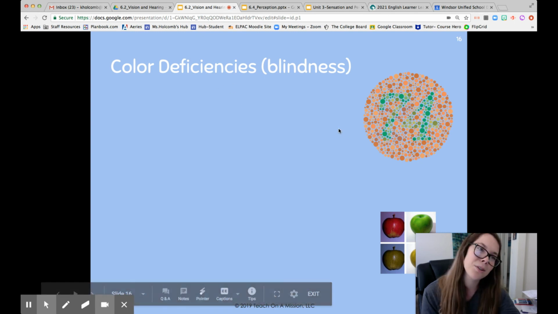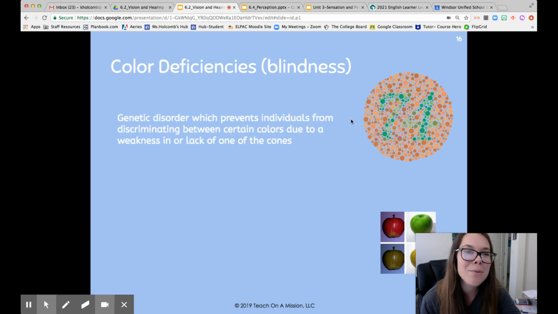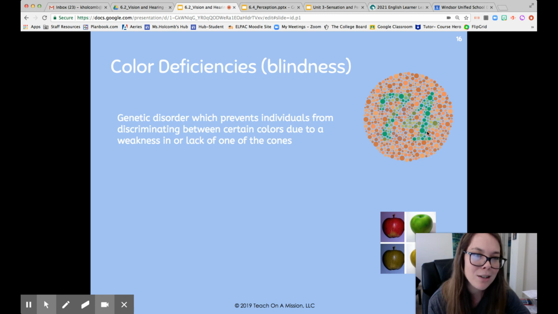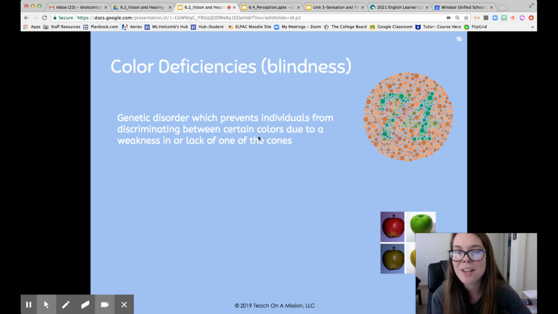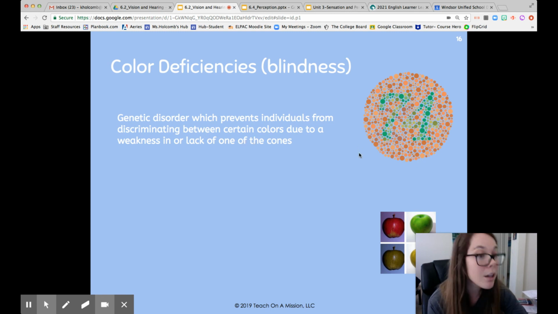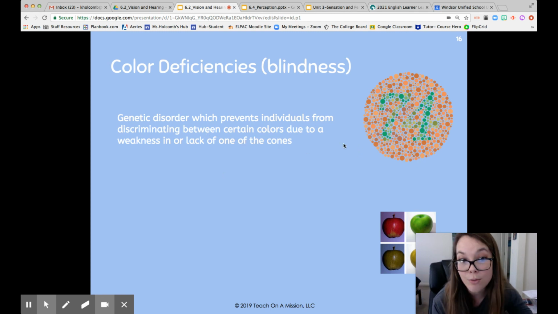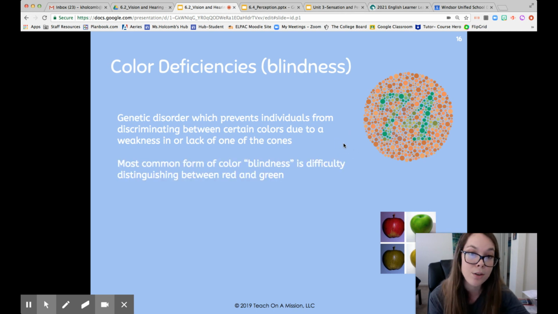And then we have color deficiency, so color blindness. If you can, look at this circle, and if there is a number within this circle, and you can't see the number, you may be colorblind in certain aspects of your cones. If you can't see it, it does say 74. It is in green. Color blindness is a genetic disorder which prevents individuals from discriminating between certain colors due to a weakness or a lack of certain cones, right? So if the green cones in your eyes are not processing, it's going to lead to color blindness in certain areas for you. The most common form of color blindness is difficulty distinguishing between red and green. That tends to be the most common.